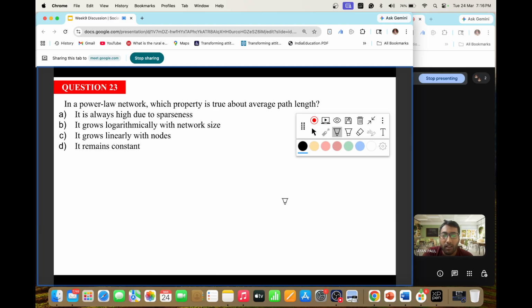Let's move on to the next question. In a power law network, which property is true about the average path length? It is always high due to sparseness. It grows logarithmically with network size. It grows linearly with nodes.